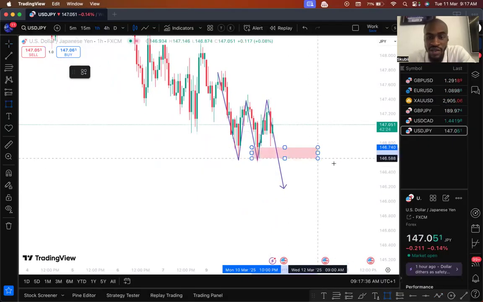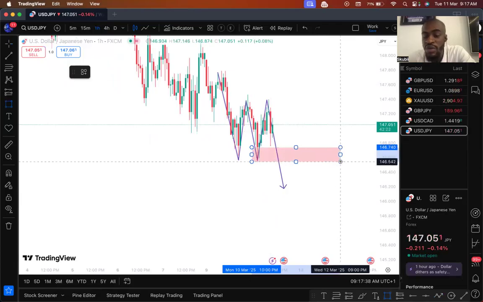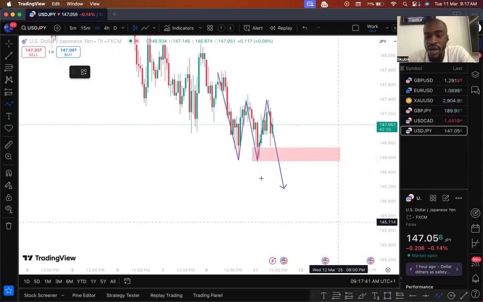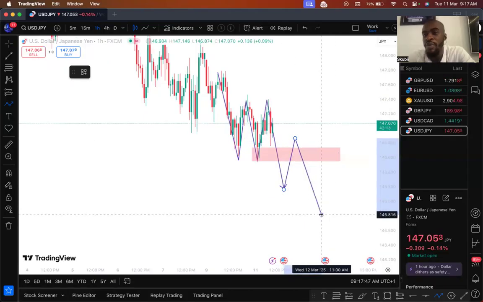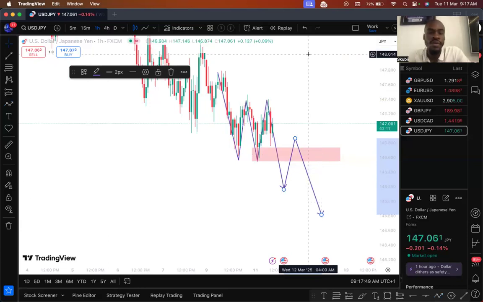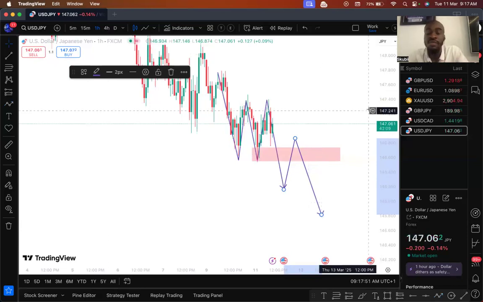So break below this level. Once price breaks below this level, we'll be looking at price going back for a retest and then a continuation. It's at that retest that we'll be looking to sell and then follow price movement to the downside. So that's basically it about the major currency pairs we have.